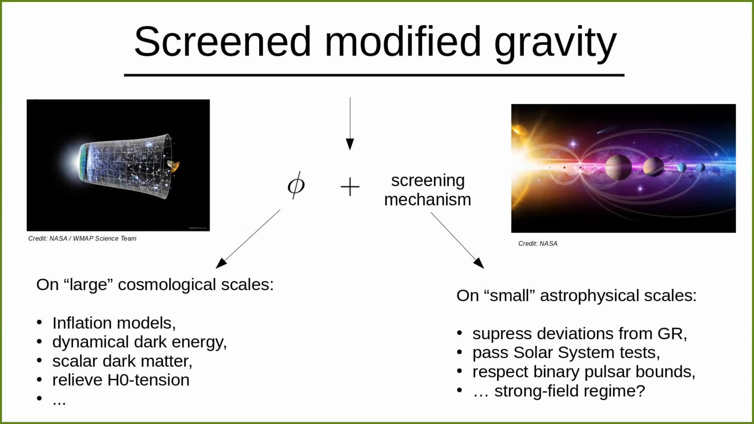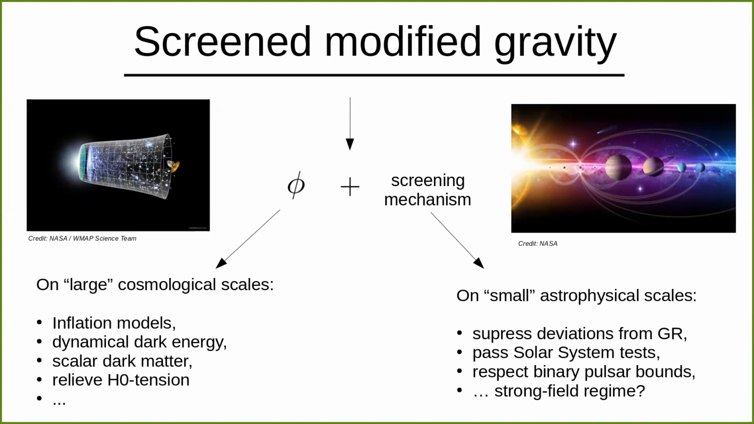These are built-in features of screened modified gravity theories that naturally allow the theory to suppress deviations from general relativity, for instance, on solar system scales, allowing the theories to pass automatically all solar system tests and to respect all the bounds that we are able to put on deviations from GR from essentially observations in the weak field regime. What about the strong field regime, however?